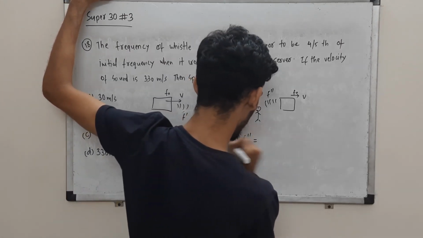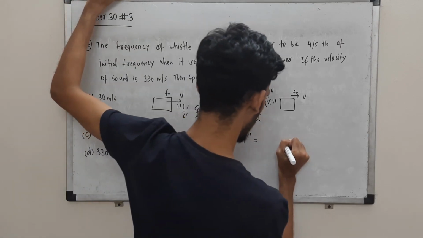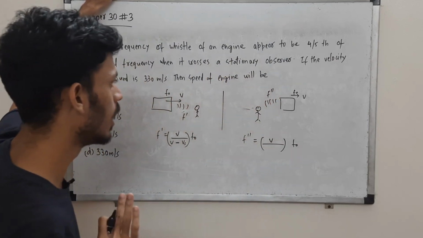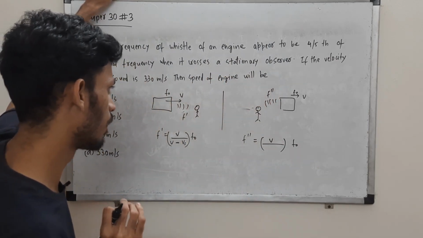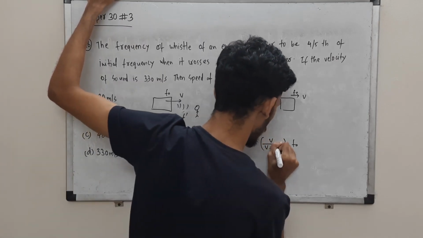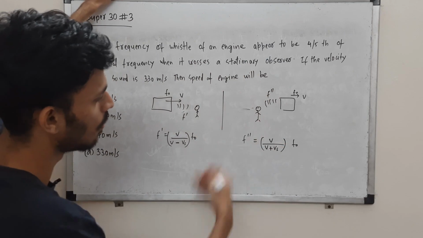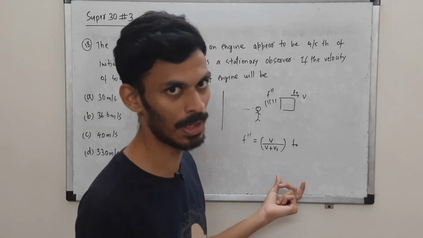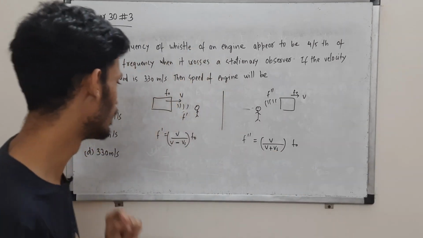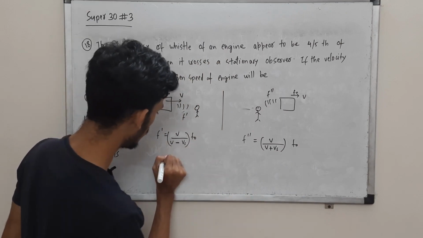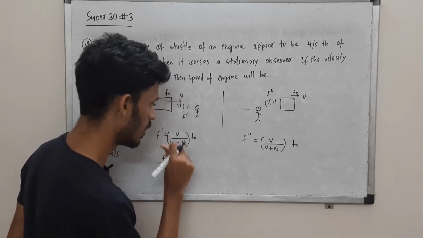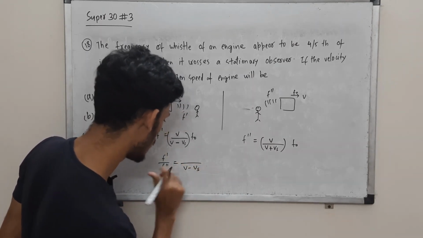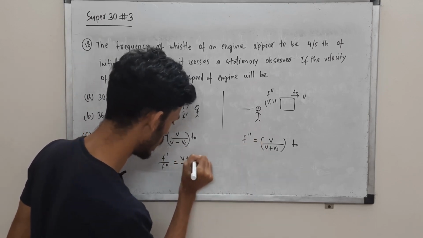Now f double dash, again you can write it in terms of f naught, the original frequency, and in the numerator we'll have v only. In the denominator, it is moving away from the observer, so it will try to decrease the frequency. It's just the opposite of that case, so v plus vs. It is moving away, so it will try to increase the denominator and decrease the frequency. Now you can take the ratio. That will give you f dash by f double dash. This v f naught is common. So this is inversely related to v minus vs, and this is inversely related to v plus vs.